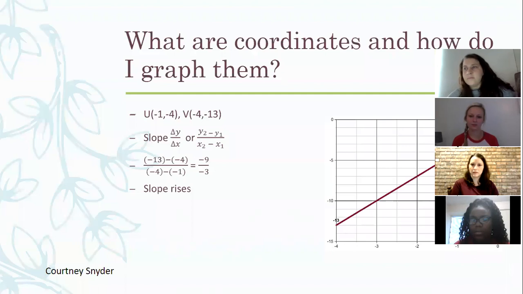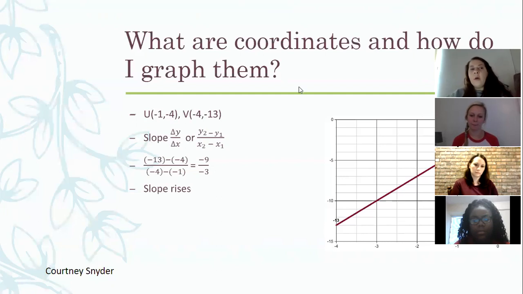What are the coordinates, and how do I graph them? Coordinates are a set of two numbers that can be placed on a graph, also called a coordinate plane. You're given an x and a y. Your first number is the x, and the second number is the y. When you get your coordinate plane, you're going to have an x-axis that goes left and right, or horizontally, and your y-axis that goes up and down, which is vertical. Going right on the x-axis is positive, left is negative, up is positive, and down is negative.